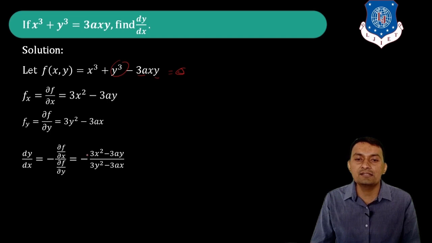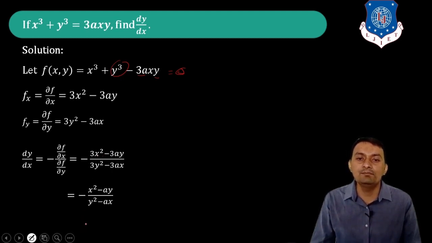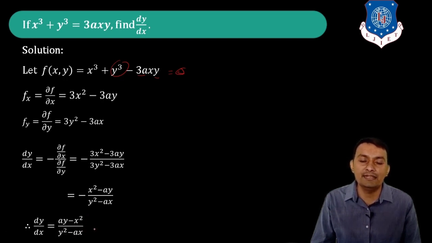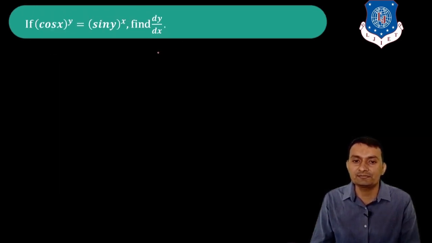When we replace all these values, I take minus common, as well as 3 common from the numerator and 3 common from the denominator, and simplifying we get this one: ay minus x square divided by y square minus ax, and that is the solution for this question. This question looks exactly like an implicit function, and still we can determine the derivative dy by dx.